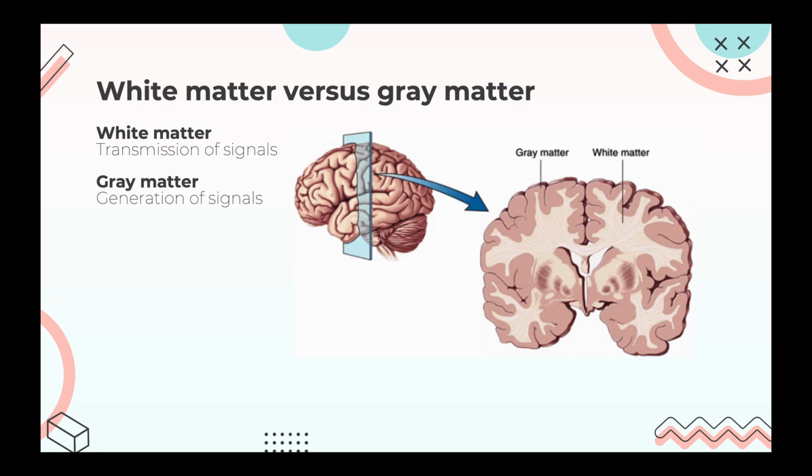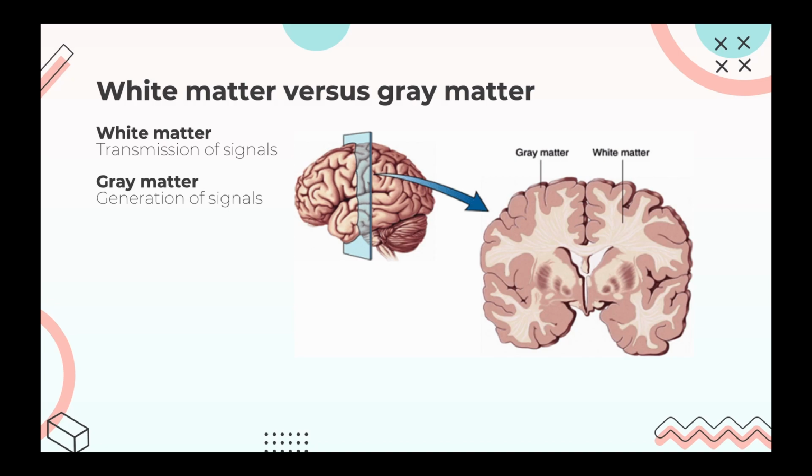The white matter is actually on the outside, and the gray matter is on the inside. So, what does the white or gray matter actually mean? Well, the gray matter is where signals are generated. So this is where the cell bodies of neurons are located. More on the structure of a nerve cell a bit later. And white matter is not meant for generation of signals, but transmission of signals.